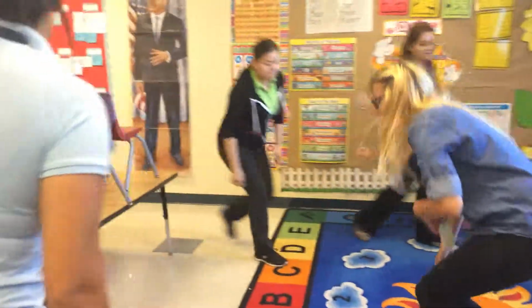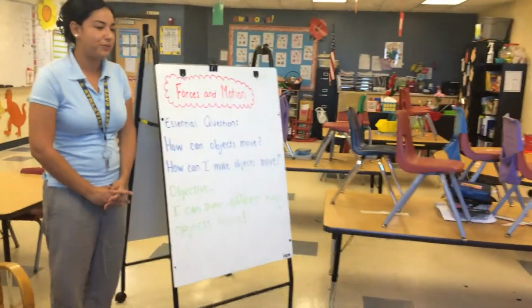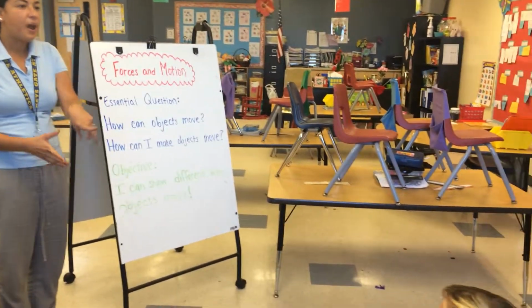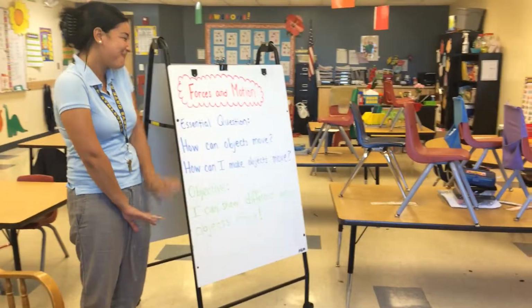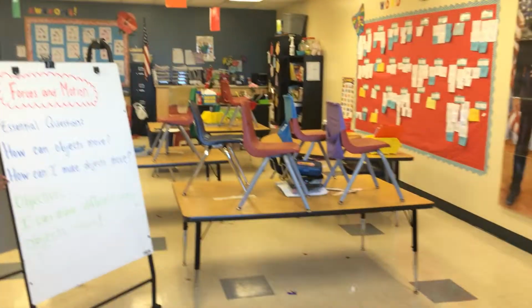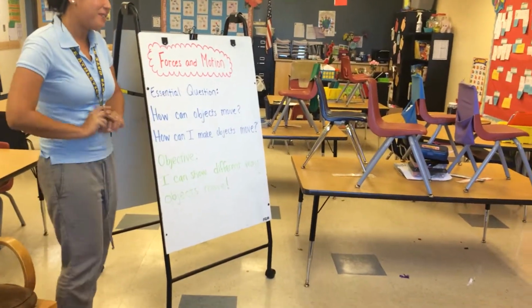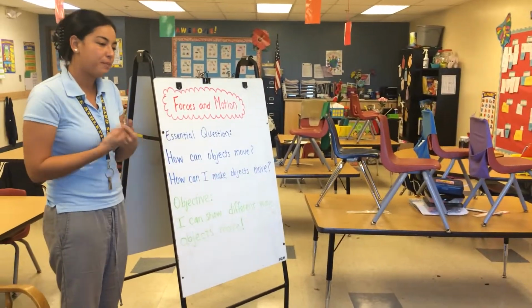Referring back to our essential question, how can objects move? How can an object move? By pushing or pulling. Maggie, thank you for raising your hands. By pushing and pulling. And how can we make objects move, Amanda? By pushing and pulling. We can make them move by pushing them away from us or pulling them towards us.